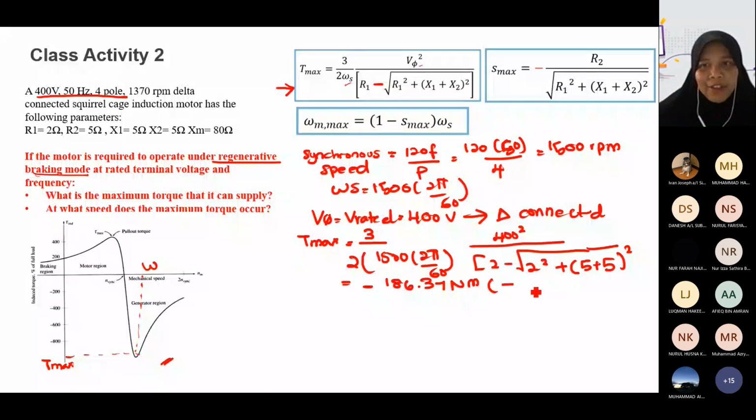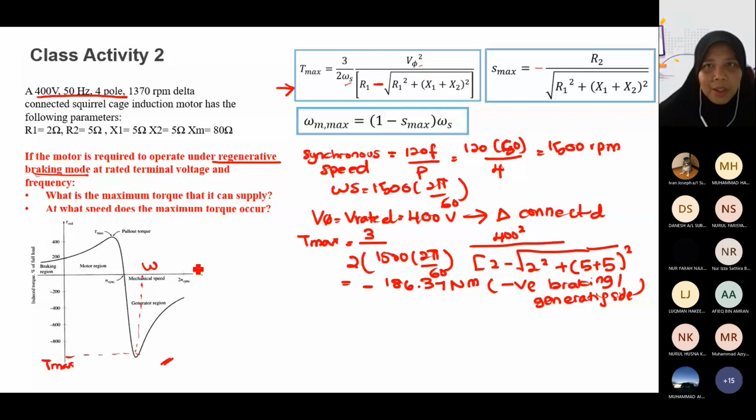It is negative because it's in braking, braking of generating side. Kat sini, sebab tu dia negative torque dia. Okay, now we want to calculate for the speed, the maximum speed.